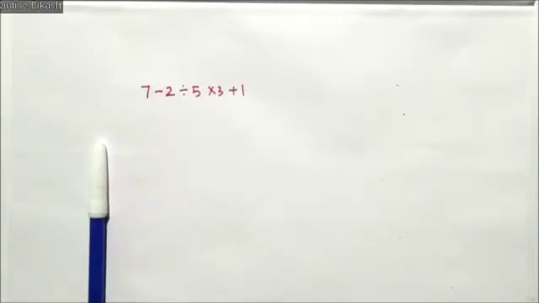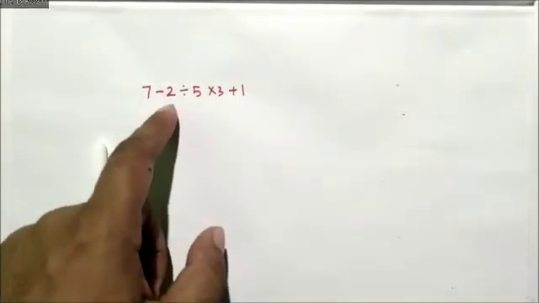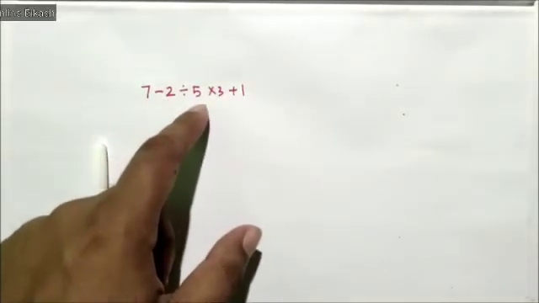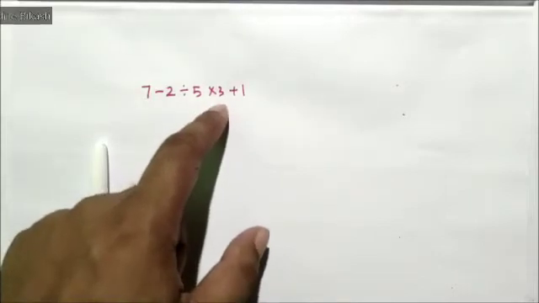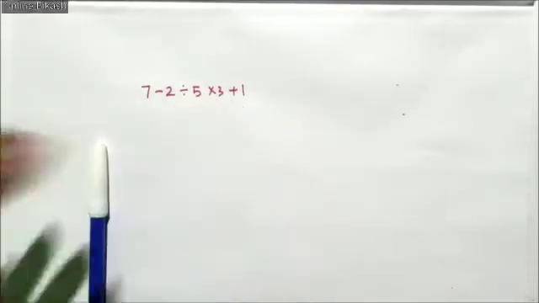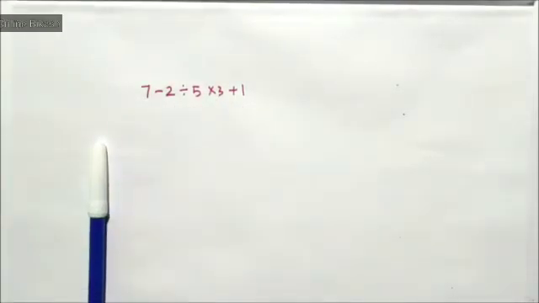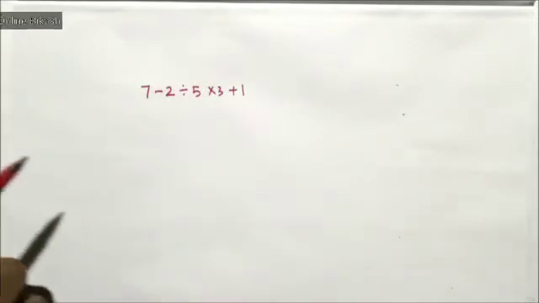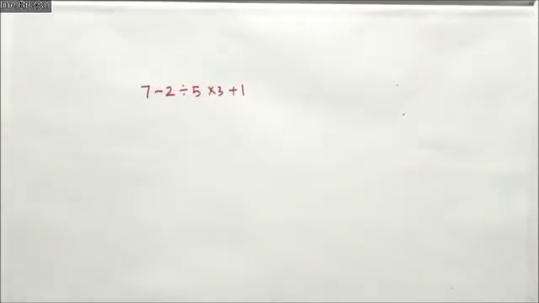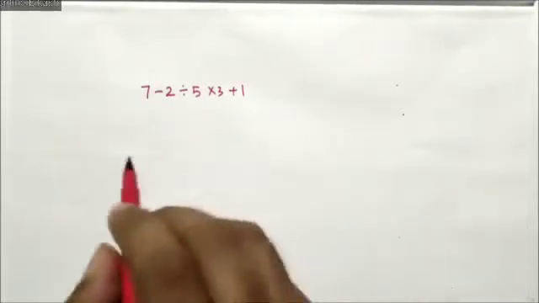Many of you may be thinking that first we will do 7 minus 2, that is 5, and 5 divided by 5 will be 1, 1 into 3 will be 3, plus 1 will be 4. That is wrong, my dear student, that is wrong. There is a certain order to perform the operations. When we get this type of expression consisting of many operations, we will follow a certain rule, and that rule is very important.